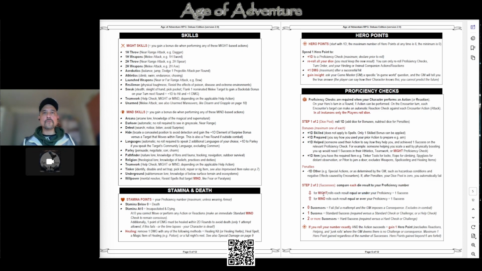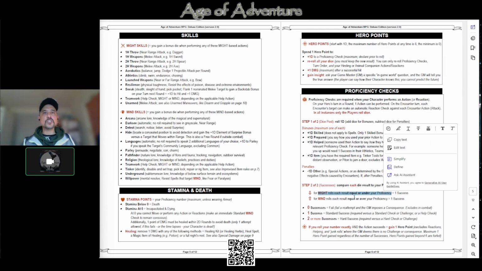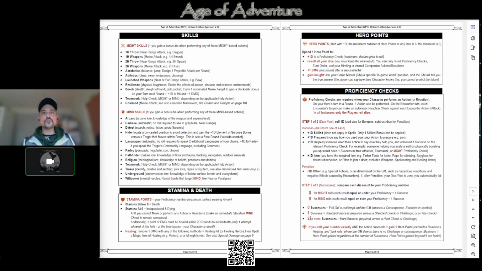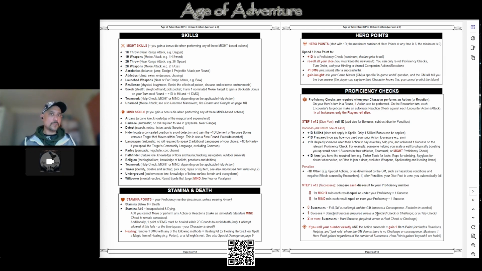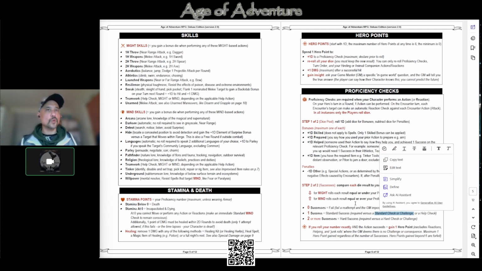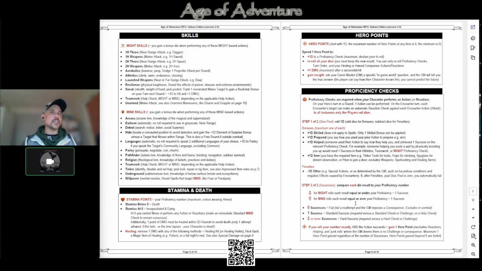Remember, might actions need to roll equal or under their proficiency, and in this case they got 2 successes, so they know that they have essentially succeeded, a guaranteed success in their action. If they only got 1 success, they may not have succeeded, because that's only good against a standard check or challenge, which we will look at later in the GM section, to determine the challenge level of a particular action.